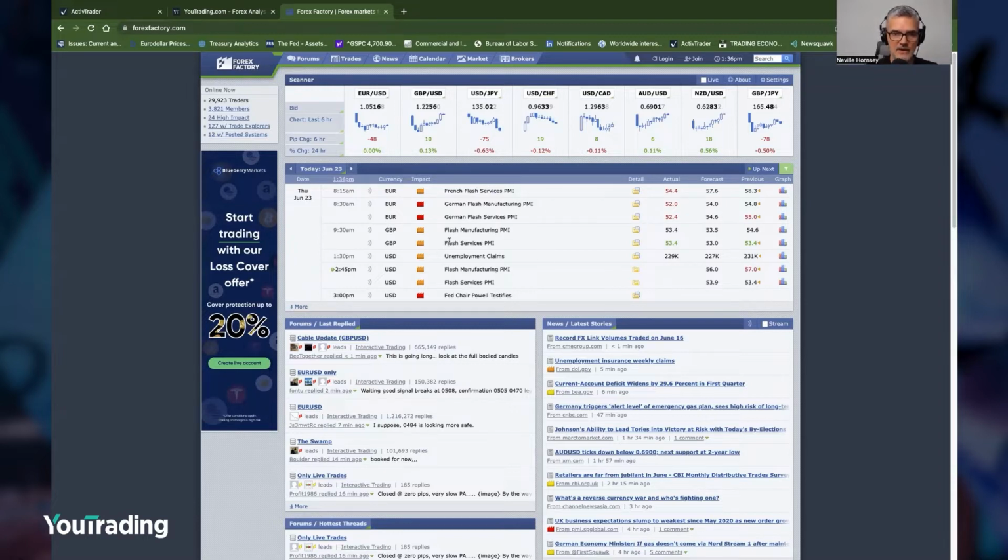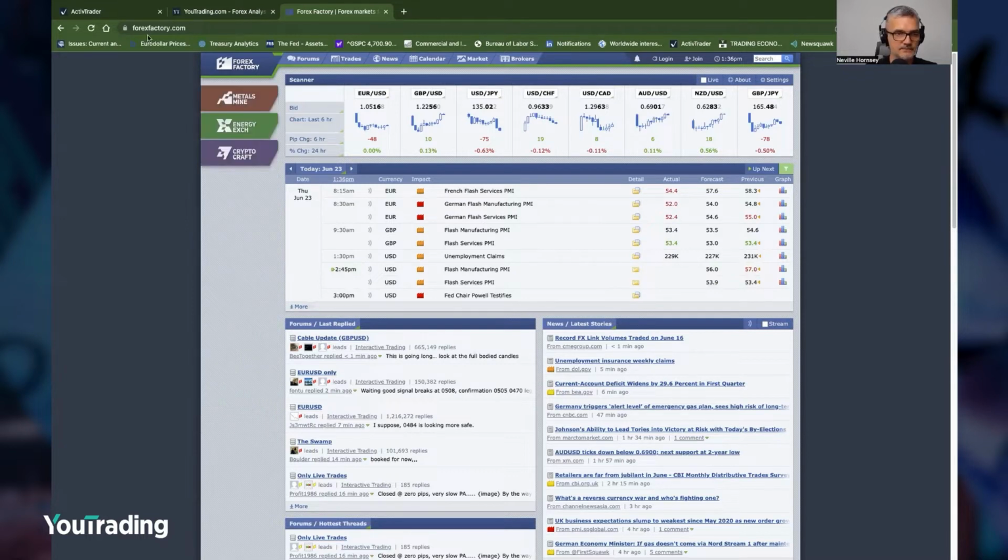The UK had flash manufacturing and services PMI. The overall composite came in better than expected as the flash services PMI beat expectations. We just had initial jobless claims from the US, which came in worse than expected. So we're seeing the US dollar slightly weaker just on the back of that. And then we've got flash manufacturing and services PMIs coming in later, ahead of Fed Chair Powell's conclusion to his two-day testimony. So really, if we're looking to go long, we need to wait until after all this news has been baked in, and then we see where price action is.